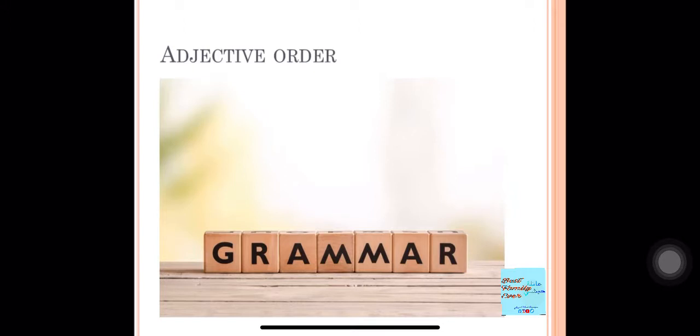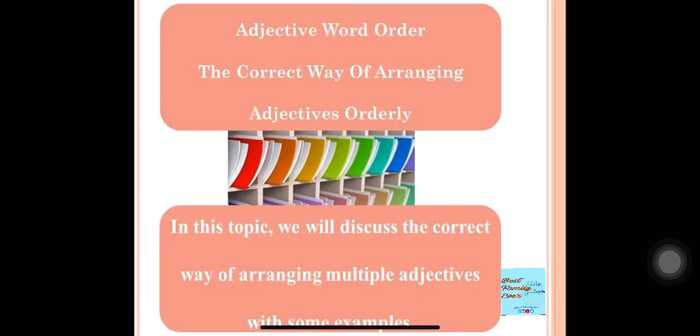You cannot say adjectives randomly when you want to describe something. No, there are some steps that you have to follow, okay? So the adjective word order, the correct way of arranging adjectives orderly. So as I said previously, we have a certain adjective word order.